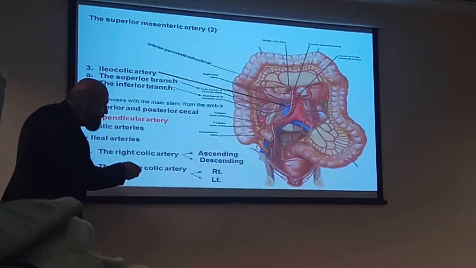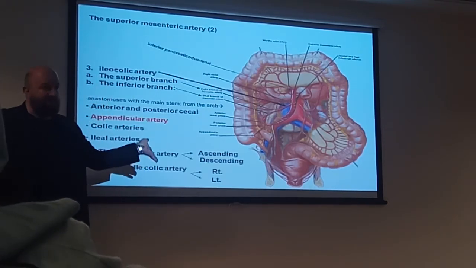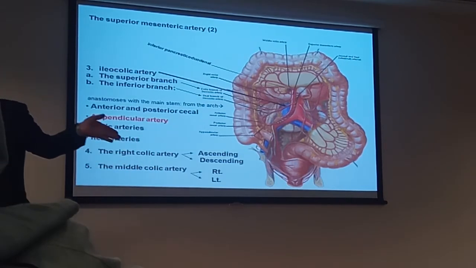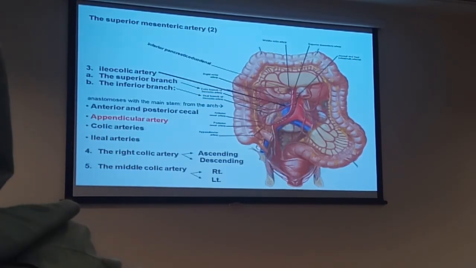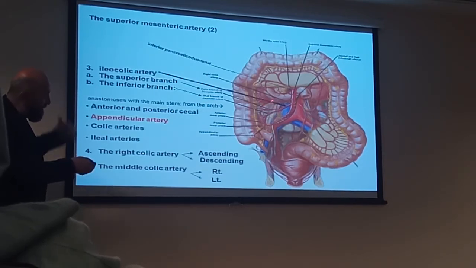Each one of those will divide into two branches. Why? So that they can communicate with each other. They can anastomose with each other. For example, this is the ileocolic, upper and lower. Lower anastomosis with the superior mesenteric artery itself. Upper anastomosis with the one above.